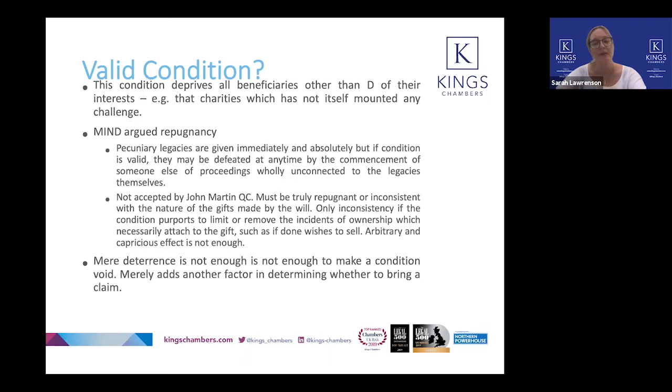That wasn't accepted in this case, and John Martin QC, Recorder Martin QC, held that it must be truly repugnant or inconsistent with the nature of the gifts made by the will. And the example he gave is where a gift of property is given outright, carriage, clock, that type of thing, but there is a limit purported to be put on that in relation to the incidence of ownership, such as that they couldn't be sold. He held that arbitrary and capricious effect is not enough.